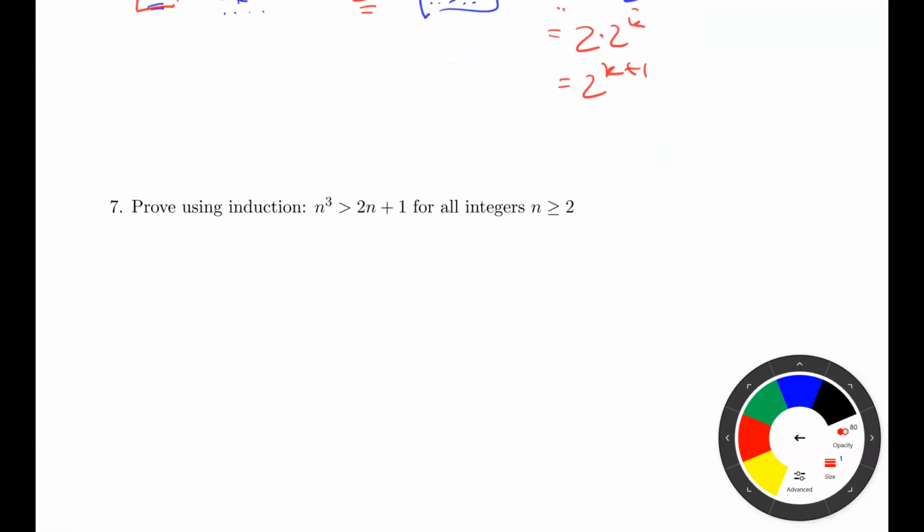And I'm going to let you do this one on Zoom.